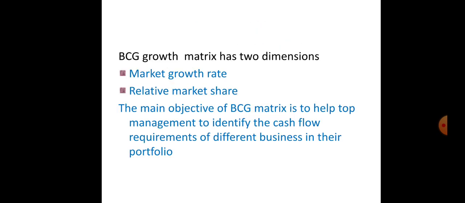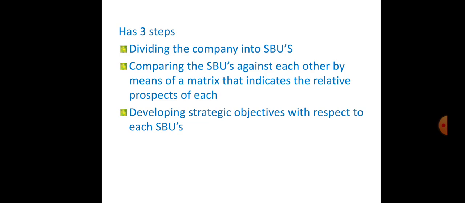BCG growth matrix has two dimensions: market growth rate and relative market share. The main objective of the BCG matrix is to help top management identify the cash flow requirements of different businesses in their portfolio. And it has 3 steps: dividing the company into SBUs, comparing the SBUs against each other by means of a matrix that indicates the relative prospects of each, and developing strategic objectives with respect to each SBU.